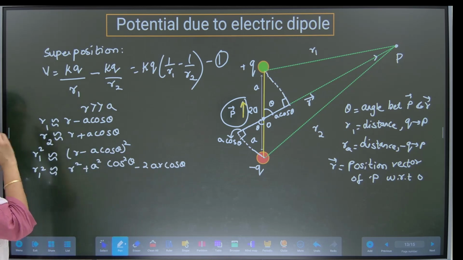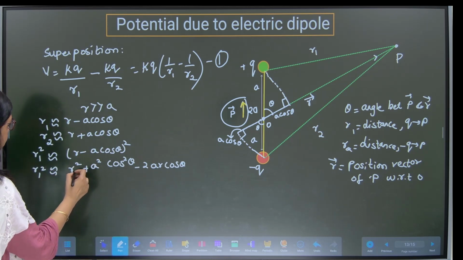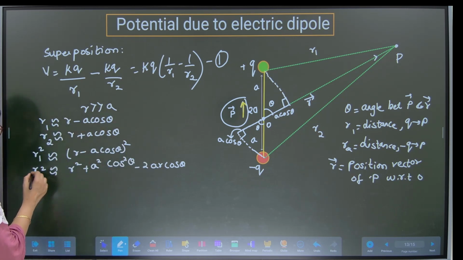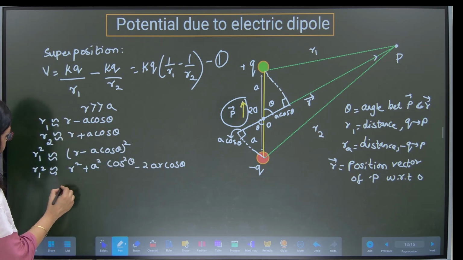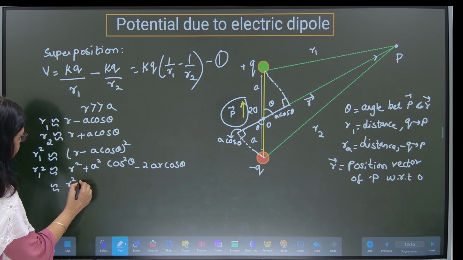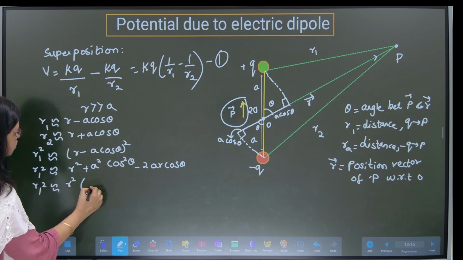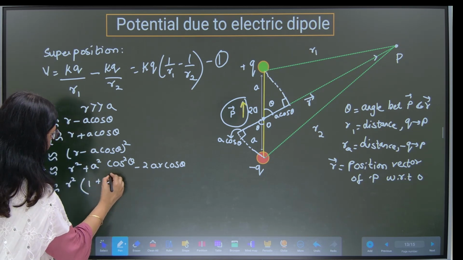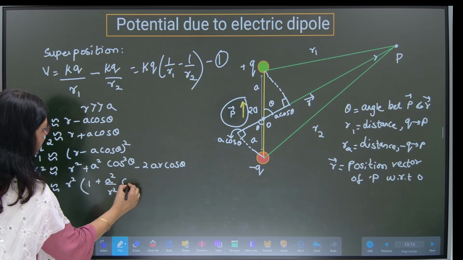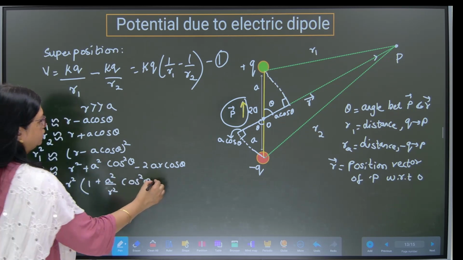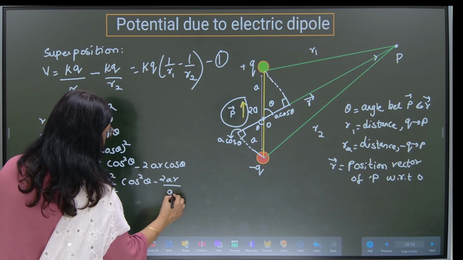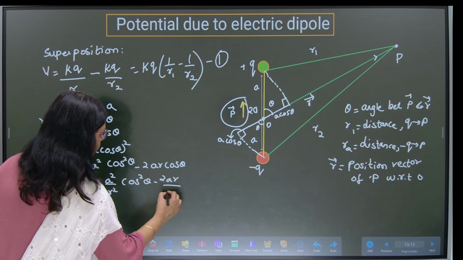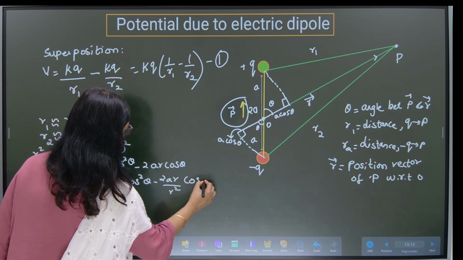Okay, I have squared both the sides. So, R square plus A square cos square theta minus 2AR cos theta. Now, after squaring, I take R square common. So, in the bracket, if I take R square common, I get 1. Here I get A square upon R square, and minus 2A upon R cos theta, because I have taken R square common.